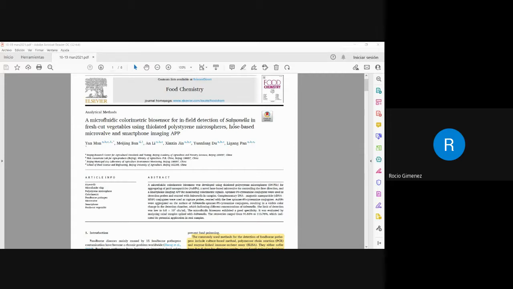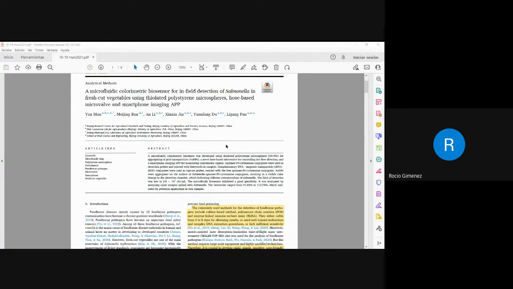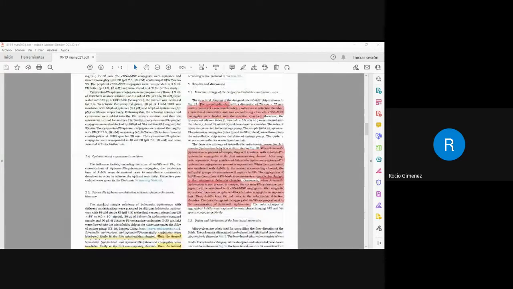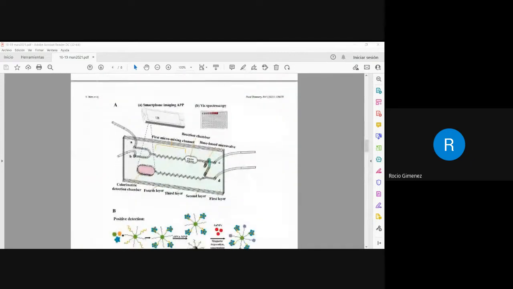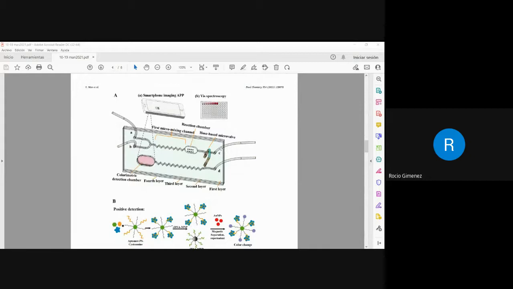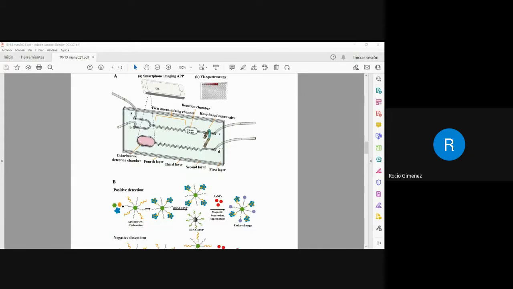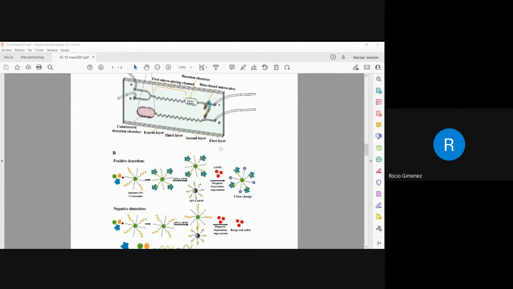So in this work, they presented a novel microfluidic colorimetric biosensor, which can perform rapid, in-field detection of Salmonella within 45 minutes. The chip mainly consists of a reaction chamber, a colorimetric detection chamber, a hose-based microvalve, and 2 micromixing channels. The complementary DNA magnetic nanoparticle conjugates were loaded into the reaction chamber, and they combine with aptamer microsphere conjugates in the first micromixing channel.